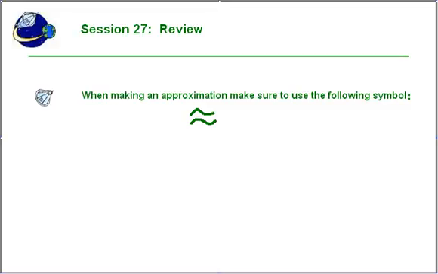That's it. As a review, whenever you make an approximation, just make sure that you use the following symbol. Those two tildes, I believe, is the proper name. I call them squigglies. Those two squiggly marks on top of each other is the approximation symbol. That'll wrap up session 27 on approximation.